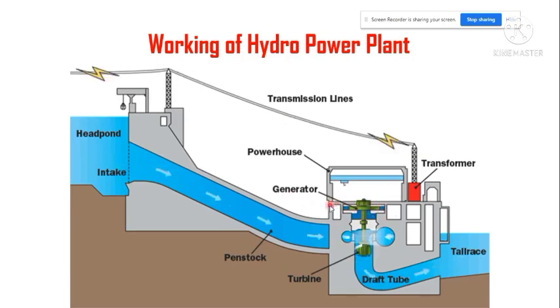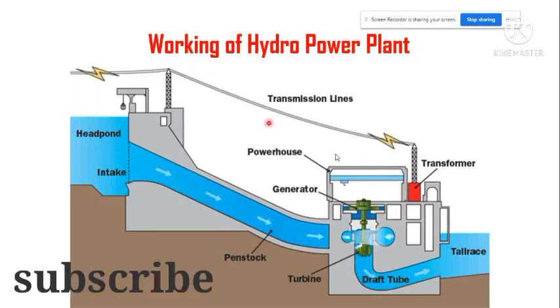The generator principle is already discussed in the second chapter. Now the electricity generated by the generator is transmitted through the transformer, and this is a transmission line indication. This spark indicates how the power is transmitted through the transmission line.